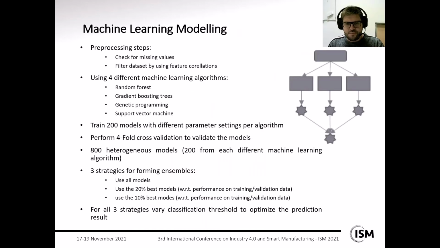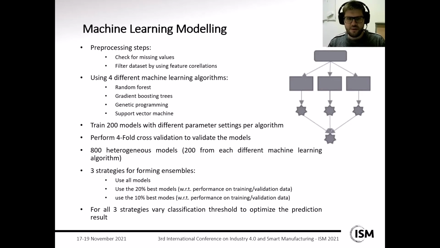The slide shows a lot of information, which is the main part, the machine learning modeling and the strategies for the model ensembles. So first we start with 2 preprocessing steps. We checked for missing values and removed those features, or we filter the data set using feature correlations. So we removed those features which have a high correlation to another feature.